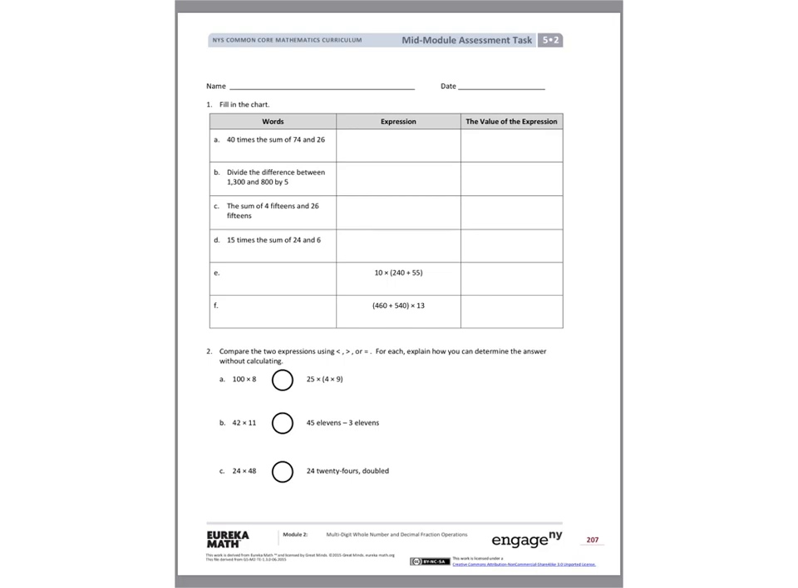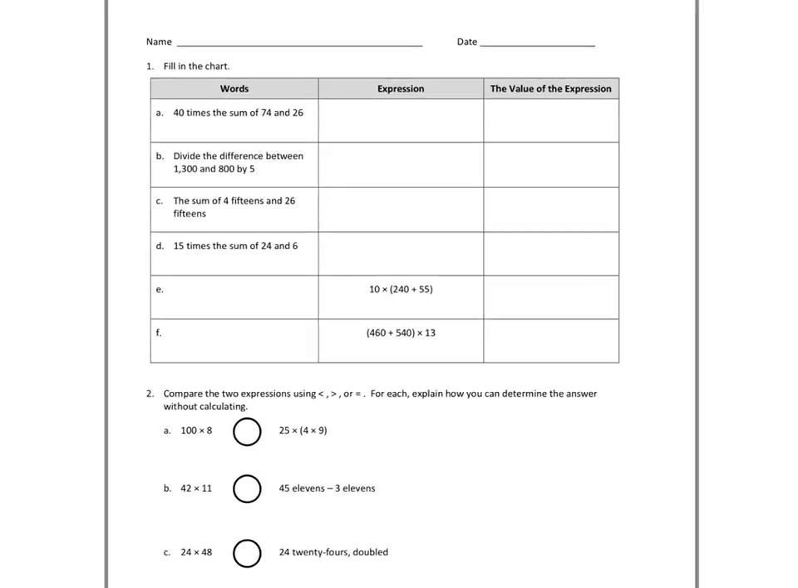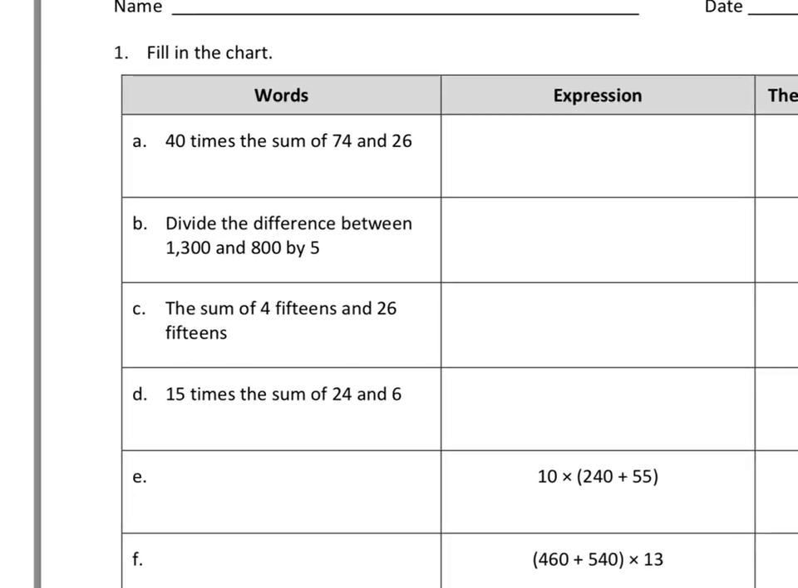So let's get started. The directions say fill in the chart. It says 40 times the sum of 74 and 26. Before we can multiply anything, we have to find the sum first. When we hear the word sum, that means we're going to be adding. So let's put parentheses around the word sum and around 74 and 26.